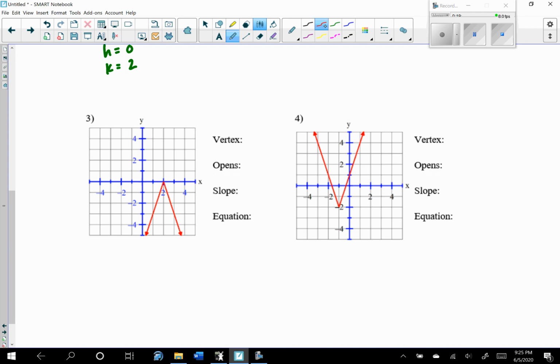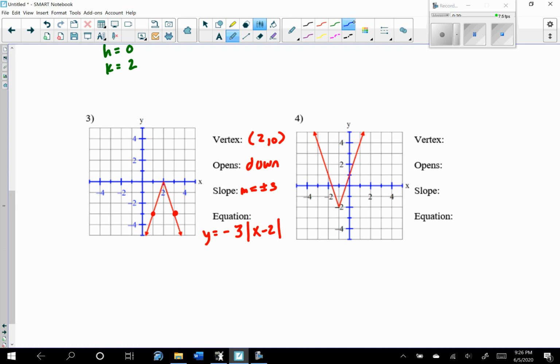So looking at this next one, we see that the vertex is at 2, 0. It opens down, and the slope looks like it's going down 1, 2, 3 over 1. So plus or minus 3. And then the equation for this would be y equals negative 3, because that's the slope, times the absolute value of x minus 2, because that's our h value, and then we don't have a k value in this case.